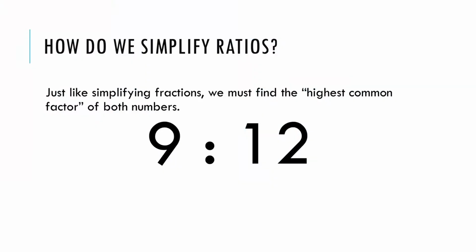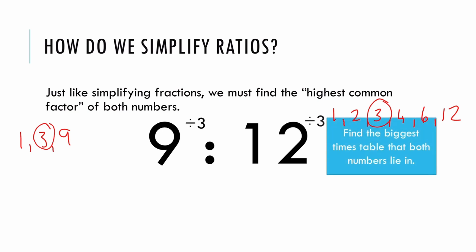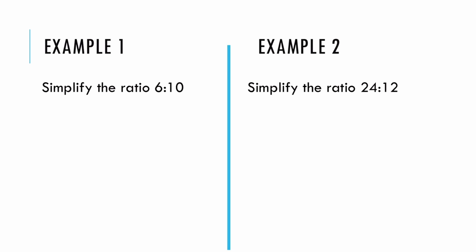So just like simplifying fractions, we must find the highest common factor of both numbers here. So we're looking at 9 and we're looking at 12 and we're looking for the highest common factor. Now if I write out the factors of 9, I've got 1, 3 and 9. And for the factors of 12, I've got 1, 2, 3, 4, 6 and 12. So we can see that the highest number that lies in both of these lists is 3. So we want to divide each side by 3. 9 divided by 3 is 3, 12 divided by 3 is 4, so 9 to 12 in its simplest form is 3 to 4.